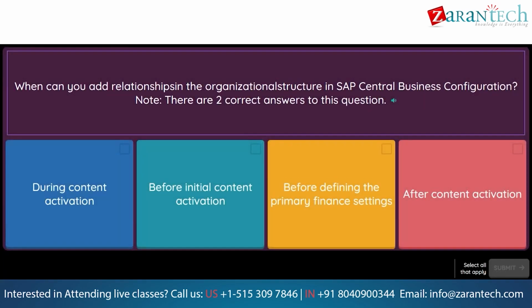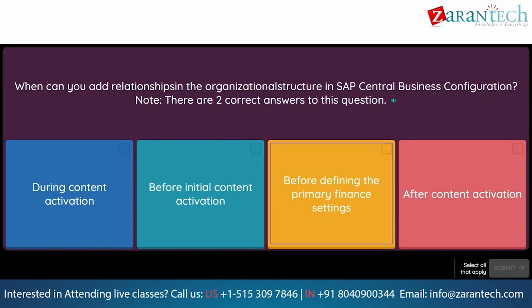Question: when can you add relationships in the organizational structure in SAP Central Business Configuration? Note: there are 2 correct answers to this question. Option 1, during content activation. Option 2, before initial content activation. Option 3, before defining the primary finance settings. Option 4, after content activation.